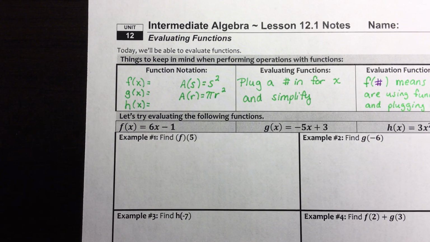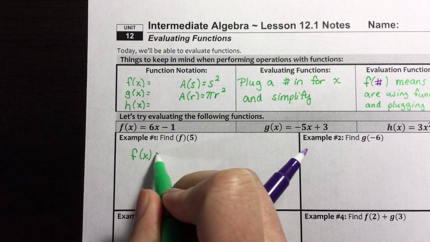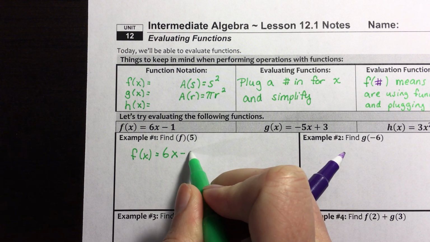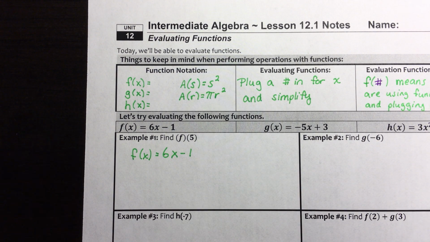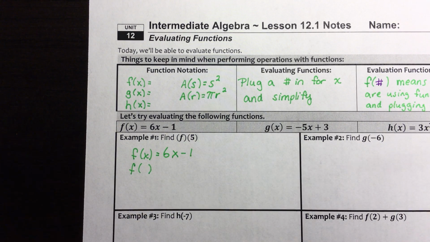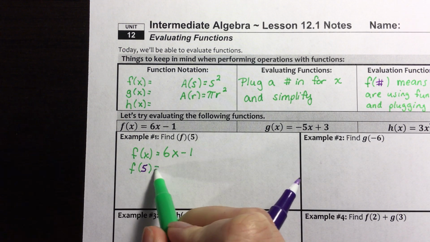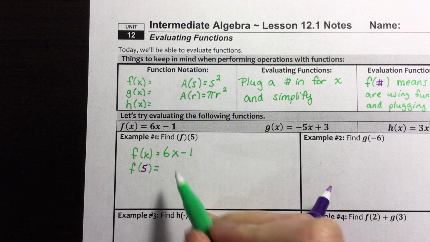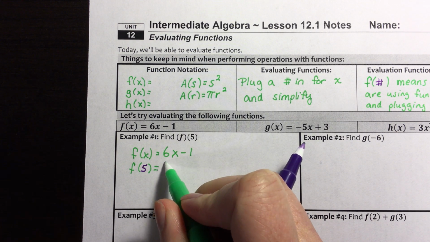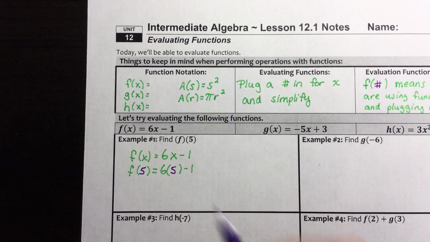All right, so example number 1, find f of 5. F is the function 6x minus 1. So let's rewrite that to start with. F of x equals 6x minus 1. When we rewrite, we're going to put f of, and instead of x, we're going to put a 5. Then on the right-hand side, instead of x, we are also going to put parentheses. And inside that parentheses, you're going to put a 5.